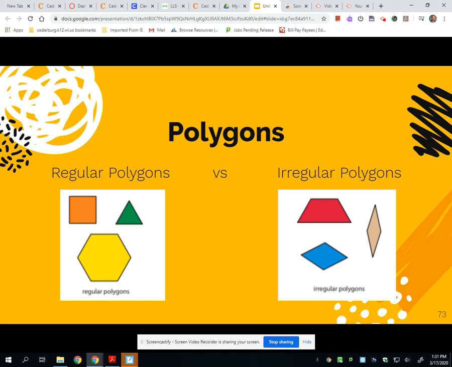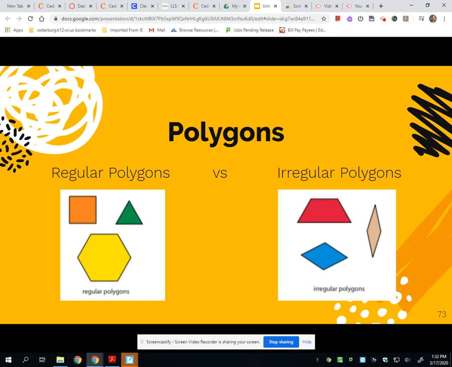So regular polygons are pretty simple. All sides and all angles are going to be equal. When you think about an equilateral triangle, that would be a regular polygon. All 3 sides are the same. All angles are the same. A square is a regular polygon because all 4 sides are the same and all 4 angles are the same. The hexagon down there, all of those angles are the same and all of the side lengths are the same.